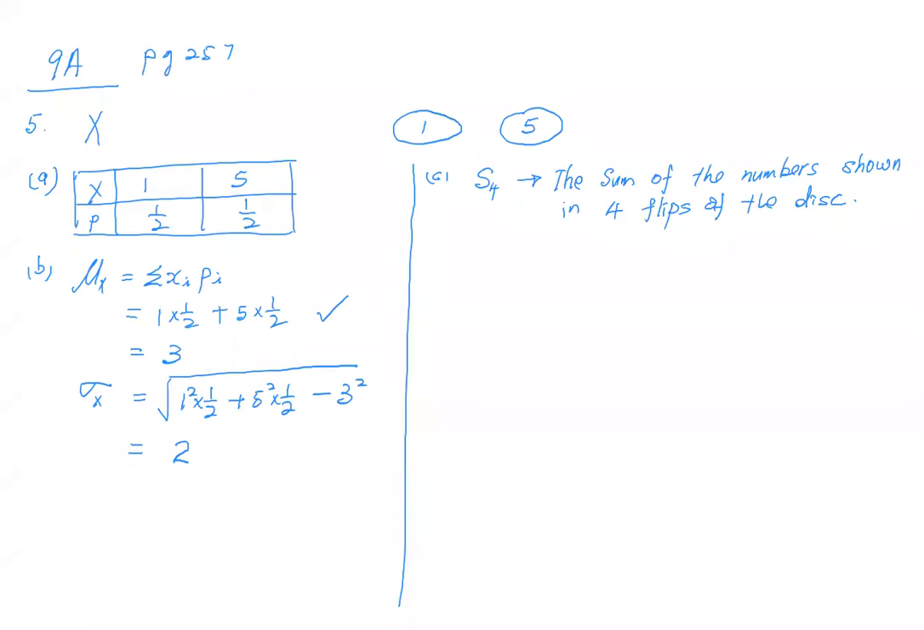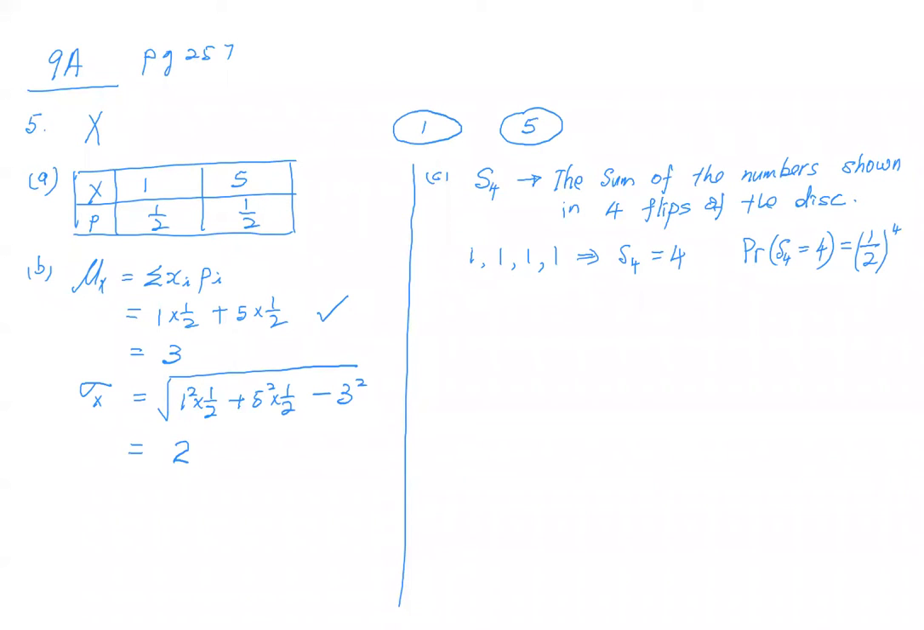So what are the possible outcomes for S4? I can have all get 1. So that means the S4 is 4. Correct? Then the probability of getting 4 will be equal to 1 over 2 to the power of 4. Am I right?